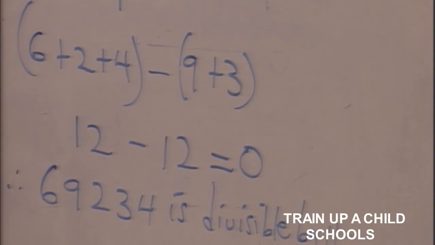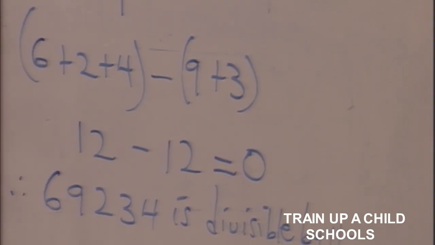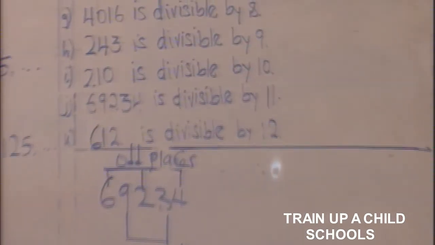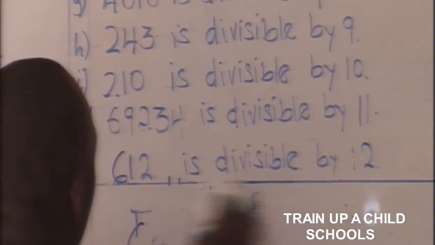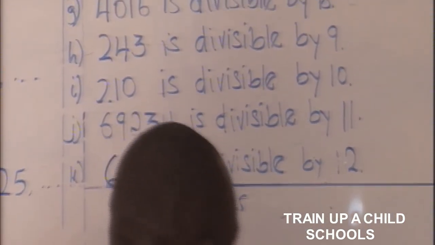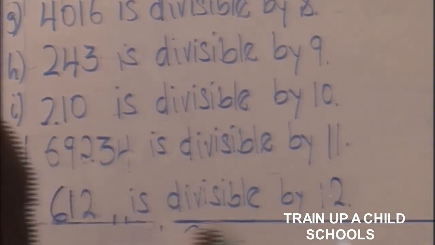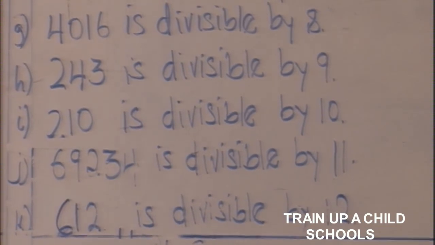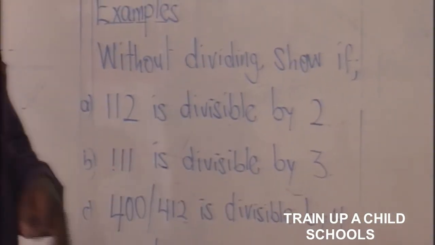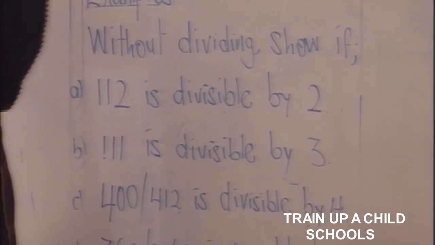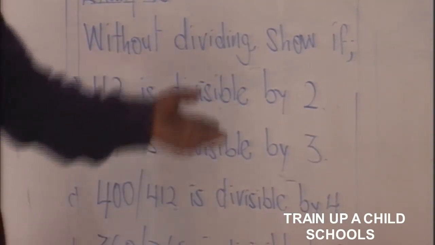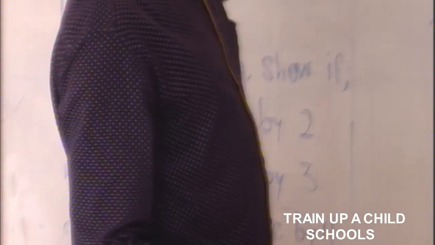So now we go to 12, which is the last. It's also very easy. Test if 612 is divisible by 12. A number is divisible by 12 if it is also divisible by both 3 and 4. By both 3 and 4. So that one also is tested like 6. You must have tested for 3 and 4 to test for 12 automatically.